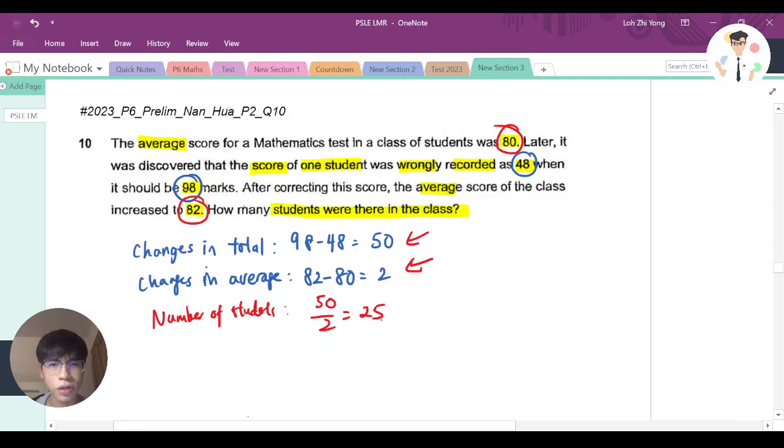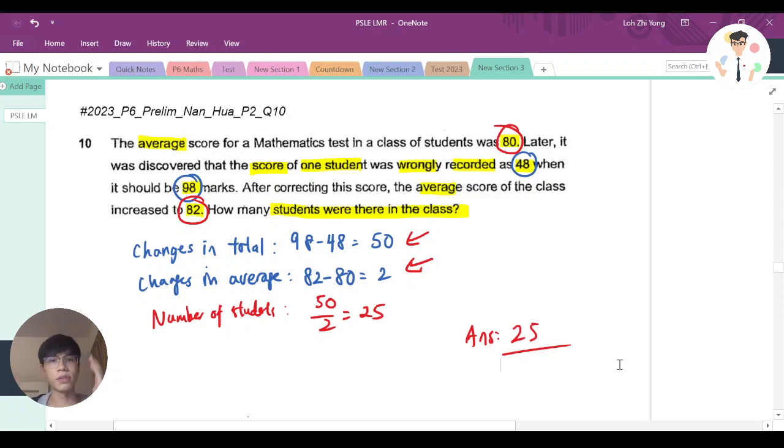You might ask, hey teacher, why need to divide? Because average is usually what? The total divided by the students, right? And now total divided by the average, then you can find the number of students. So the answer is what? 25. That's all done already.